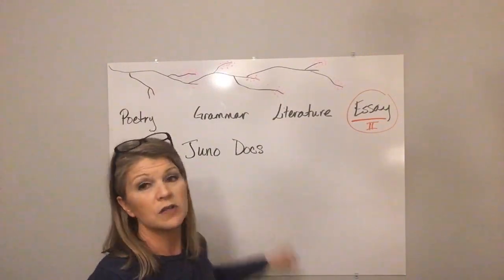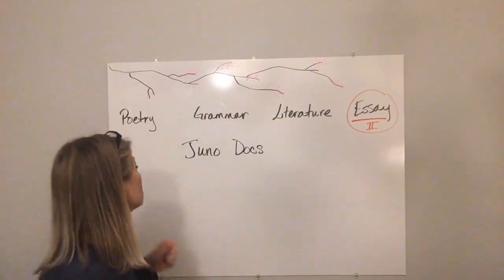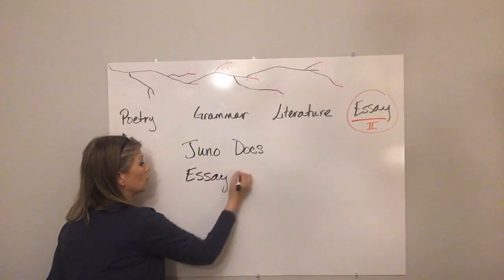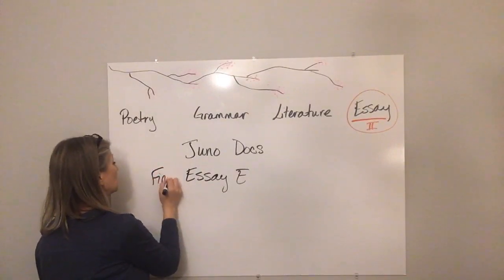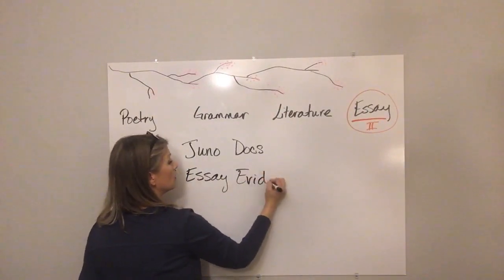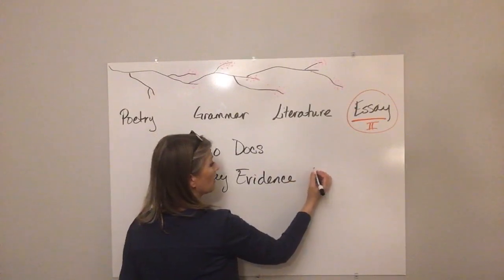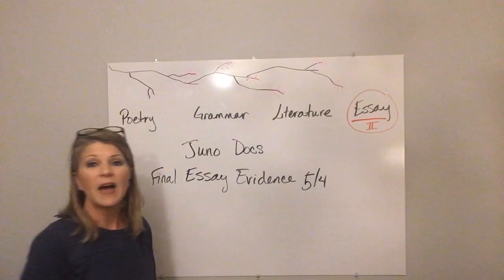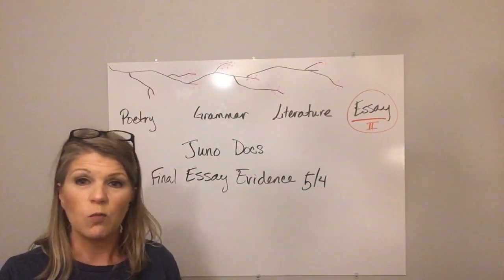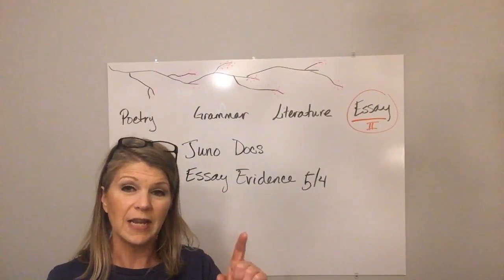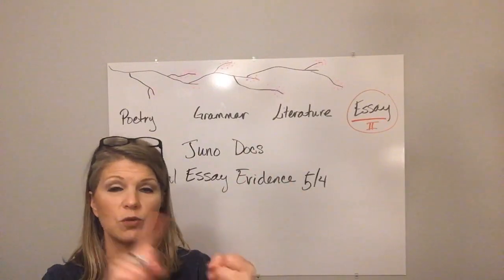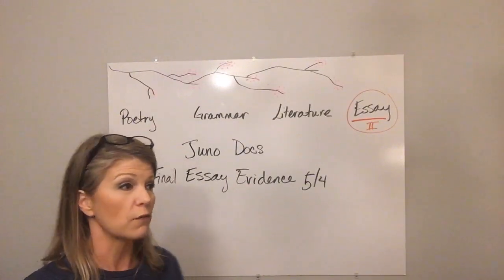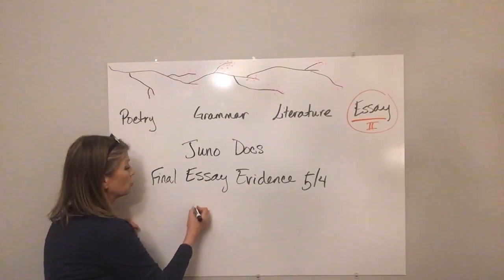So on the Juno Docs, how you do that is you go to the assignment. So the assignment will be called essay evidence, or probably final essay evidence. And it'll have tomorrow's date, which is what, May 4th? So it'll be 5/4. Okay, that assignment, once you click on there, will have a way for you to turn it in, and you can either choose Google Docs, you can choose from this computer, you can choose several different ways to turn it in. From materials, I want you to choose Juno Docs.